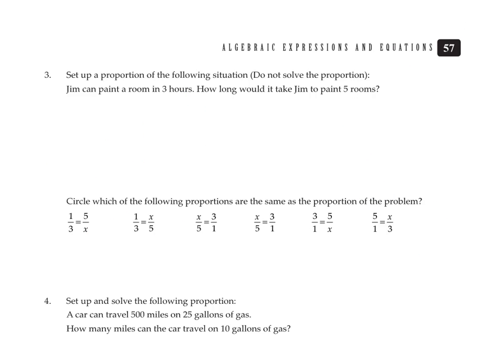Okay, set up a proportion of the following situation. Do not solve the proportion. Jim can paint a room in 3 hours. How long will it take Jim to paint 5 rooms? So again, with word problems like this, it's all about what two things you are comparing. It looks like we're comparing the number of rooms to how many hours it takes. So we'll start with a proportion that outlines rooms and hours.